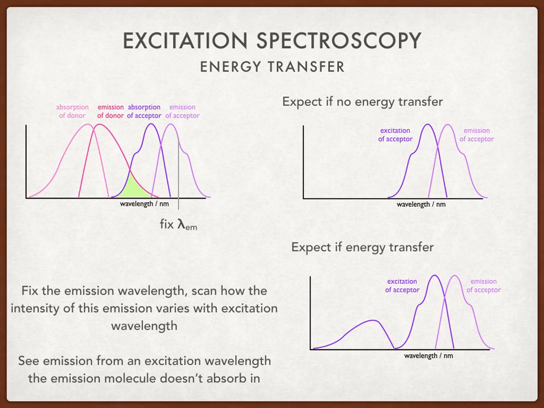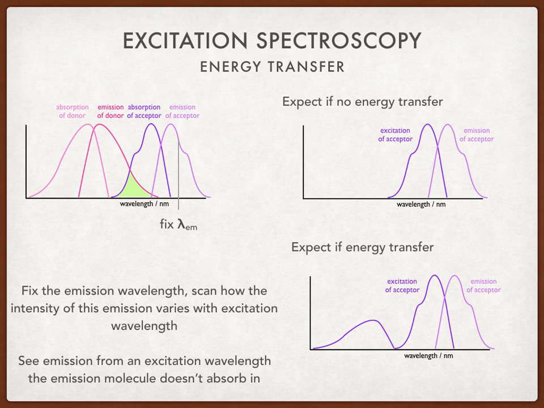The final variation on fluorescence spectroscopy I spoke about was excitation spectroscopy. This is where we fix the wavelength of the emission and we scan the excitation. We look at how that emission varies with excitation. Now we would expect to see changes in the intensity of the emission due to changes in the amount of absorption of the molecule because of changes of extinction coefficient at different wavelengths.